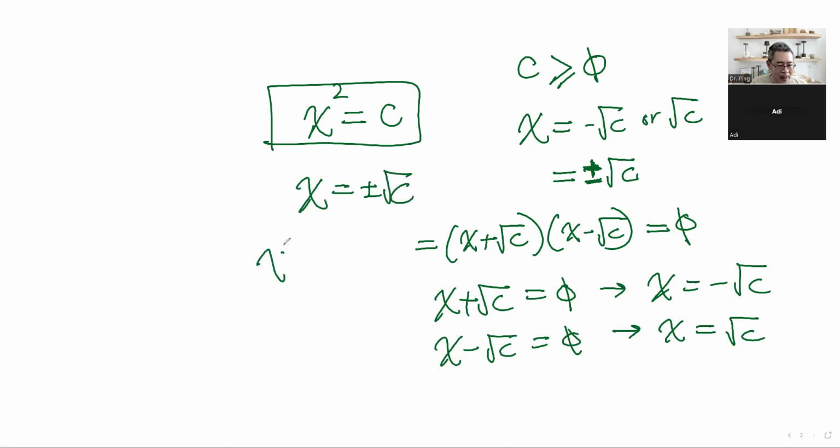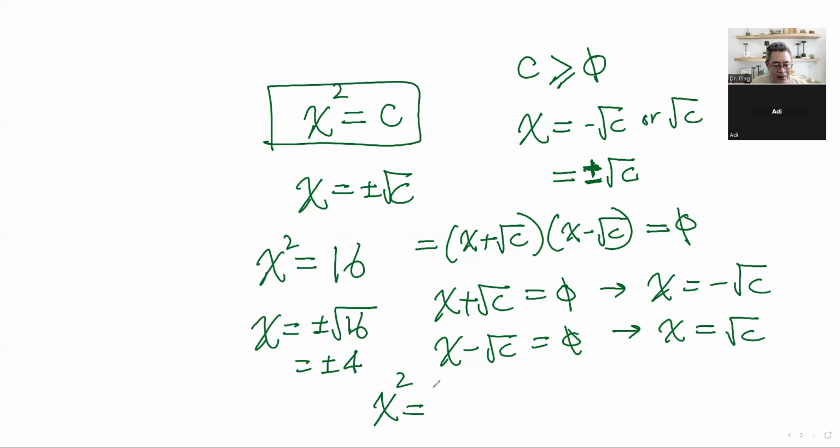Now, if x squared is, say, 16, then x will be plus minus square root 16. That gives us plus minus 4. Or if x squared is, say, 7, then x is plus minus square root 7. In this case, this is something called an irrational number. If you want to write the decimal, it will be an infinite number of digits, non-repeating.